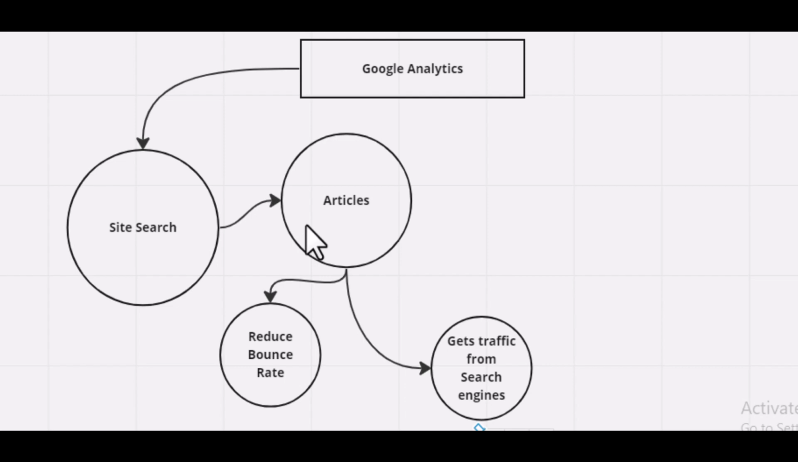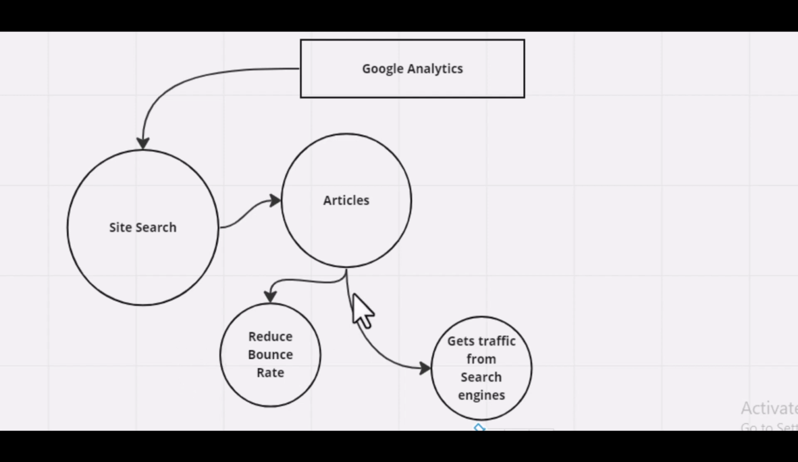Then after writing it, this is what this article is going to do. After writing it based on the data I collected from this site search, this will help to reduce the bounce rate on your site. For example, if a user searches for something initially and it's not available on the site, the user will move away from the site.